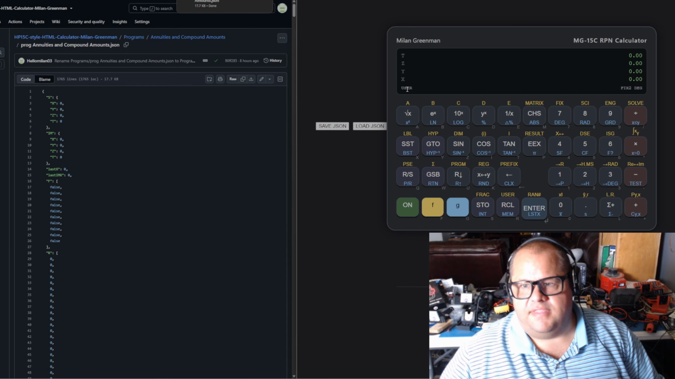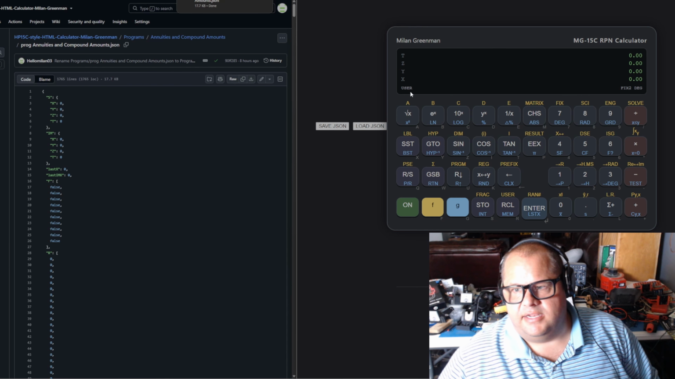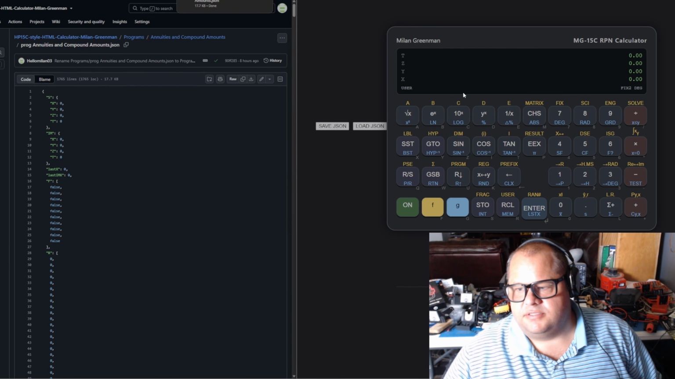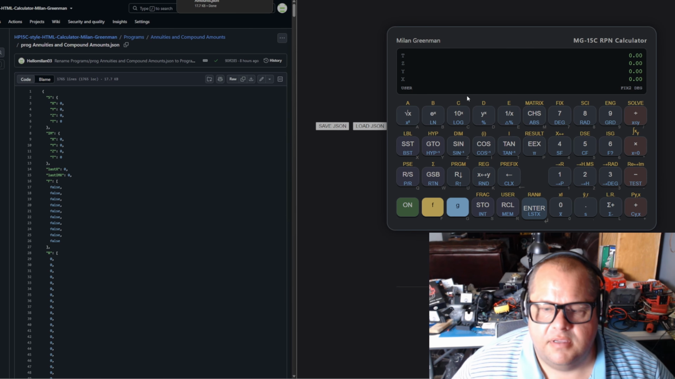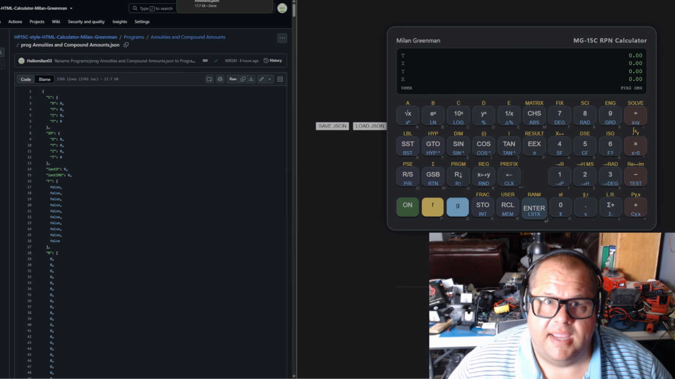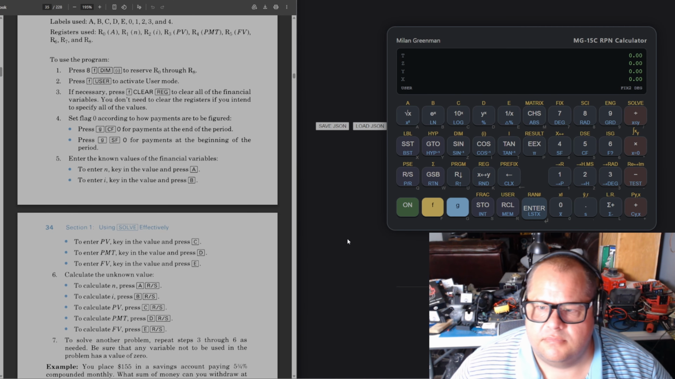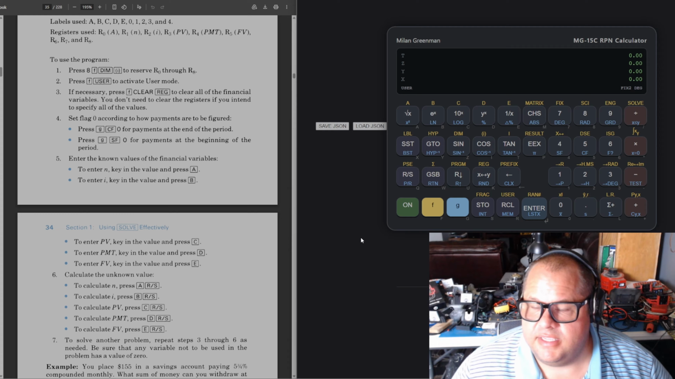When I saved that file, I already put the calculator into user mode, so user mode is turned on now. I'm going to bring the manual back up and enter some of our variables here. So N is 30 years. However, the program takes it for each payment, so it's a monthly payment. So we have 30 years times 12 months per year is 360.